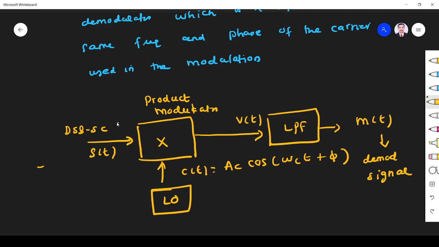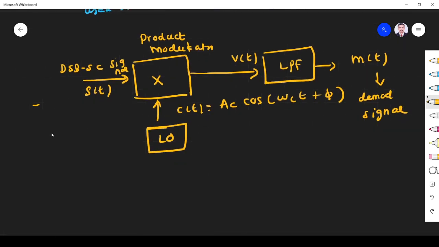This DSBSC signal is the input. How this happens, let us see with the block diagram. Let us assume the DSBSC signal is S of t. We know the DSBSC signal is the multiplication of carrier and message. So A_C cos omega_c t is the carrier, which is multiplied by the message, and that is called the DSBSC signal. This is what enters here.